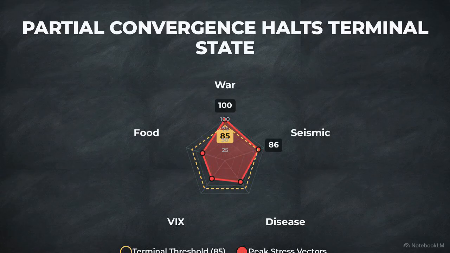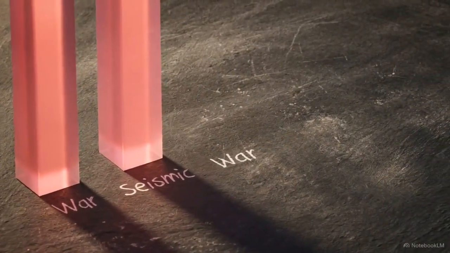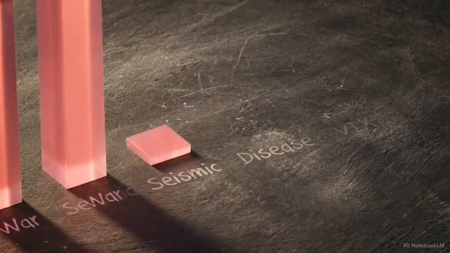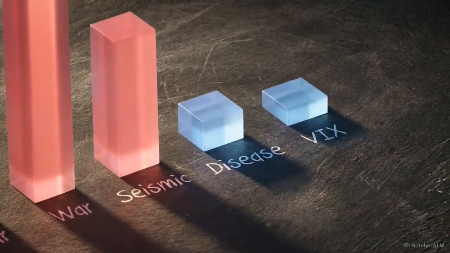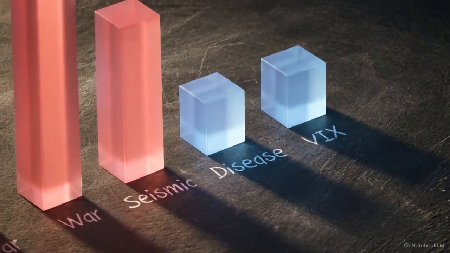However, disease and VIX failed to converge, remaining near the center. This anatomy shows March 2026 is a partial spectrum escalation. The system is under high stress, but the structural ceiling remains intact.